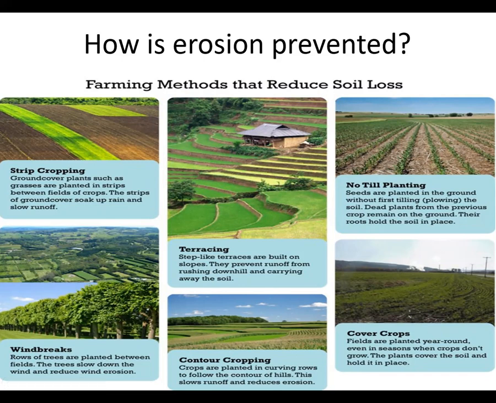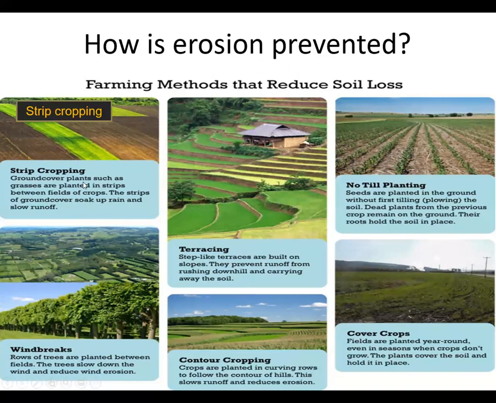Farmers employ different ways to prevent erosion from their farmlands because they have to. If they don't protect their topsoil, then the crops will not be growing well. The plants will not be growing well. So what are they doing to prevent erosion in farmlands? So the first one, we have the strip cropping. So they plant their crops in a strip arrangement.